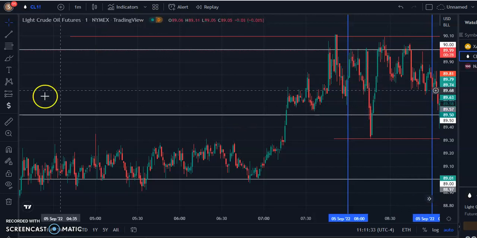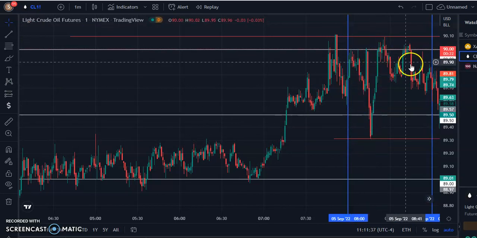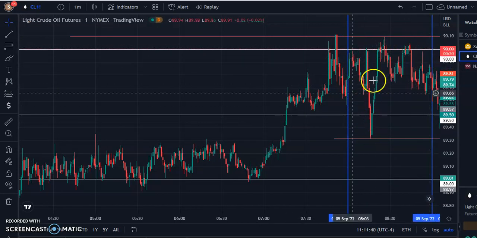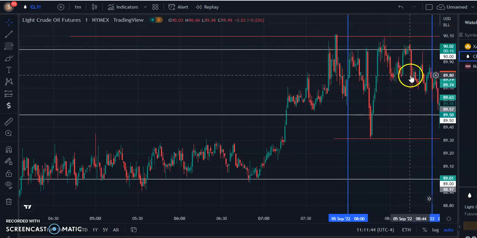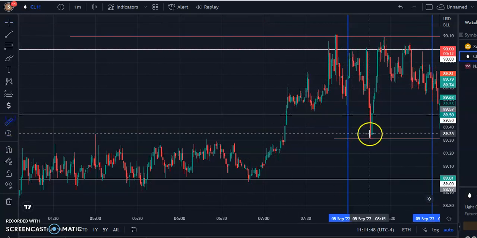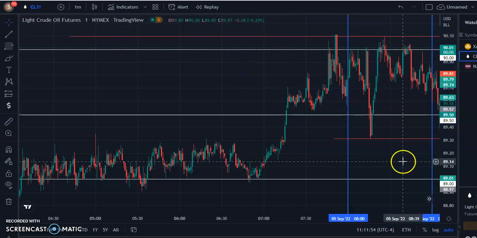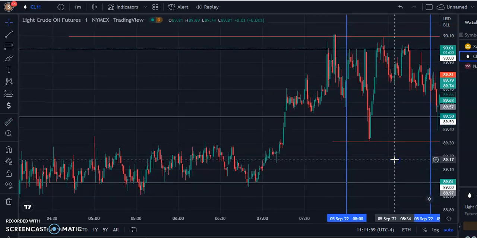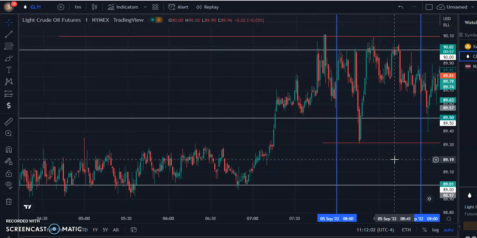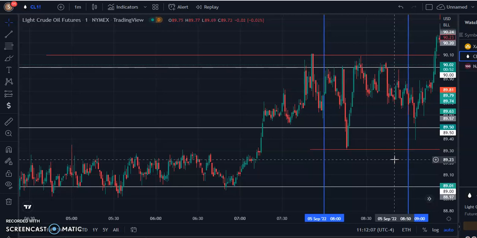Now, I am looking at oil, and oil has given me a nice pump up and created a nice 50 pip box, around 75 pips of range. So what I do is I wait and see how the next hour reacts, and the next hour, boom, we are up at the high of the day.